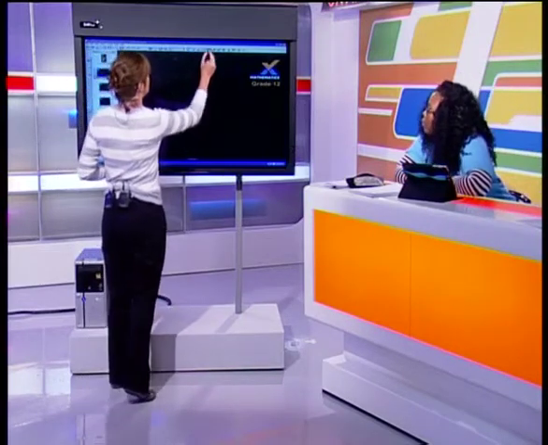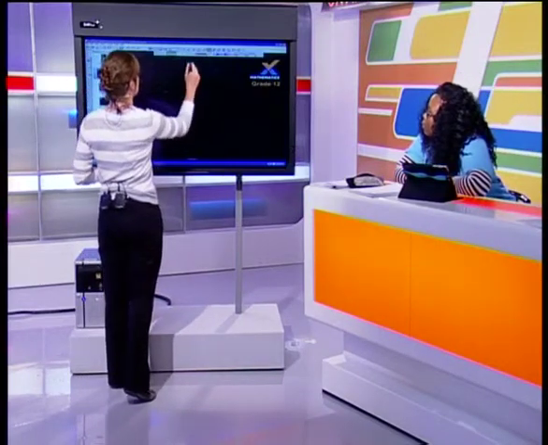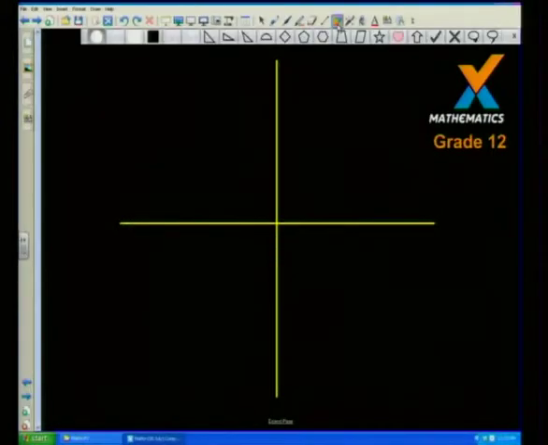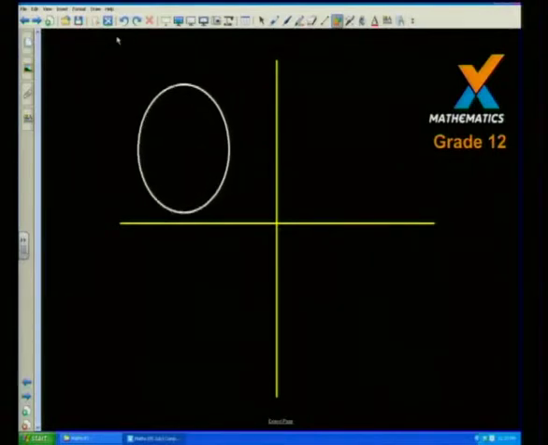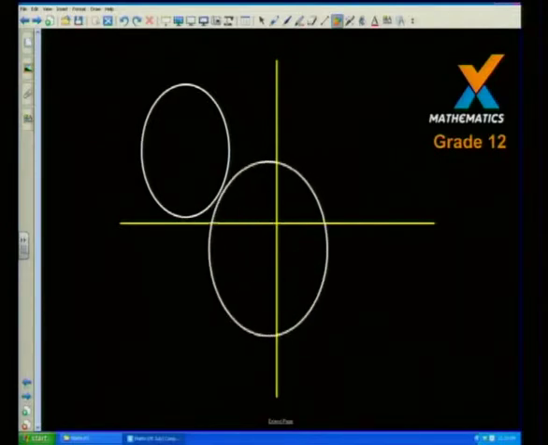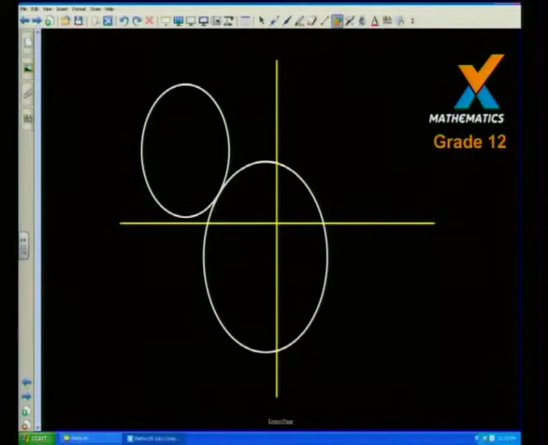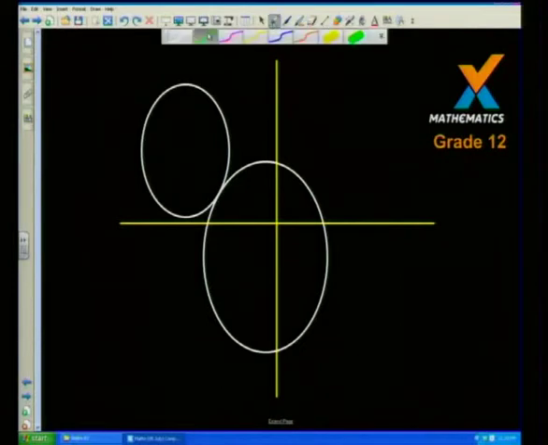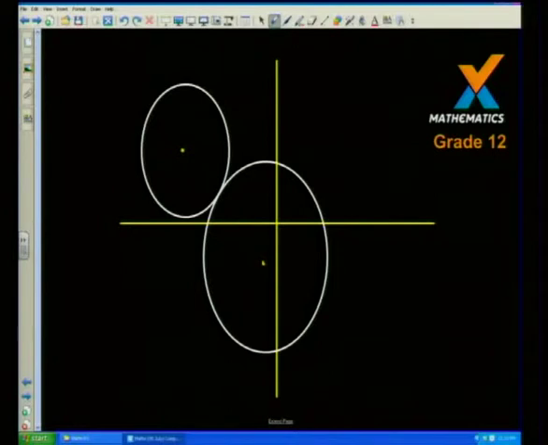Okay. Let's give ourselves a very basic picture here just to explain that concept. If we had on our Cartesian plane two circles, let's put one circle here, and let's put another circle there. We've got a center over here, and we've got our circle center over here.